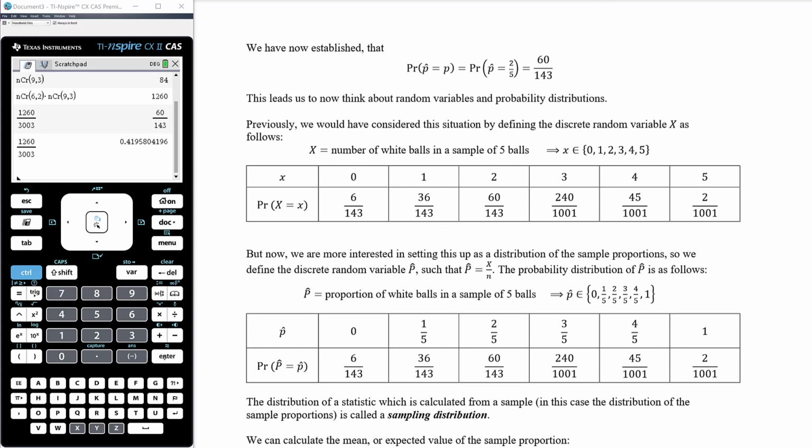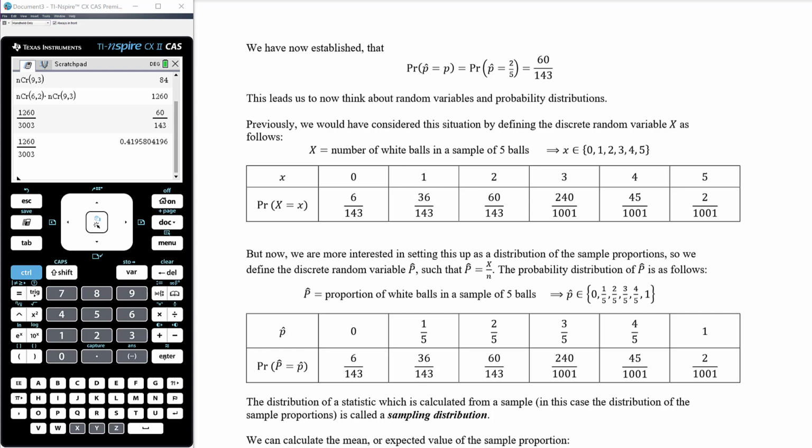Okay, so we've now established that the probability of p hat equaling p, so the sample proportion equaling the population proportion, which for this problem is 2/5, is 60 out of 143, so about 40% or 42%.